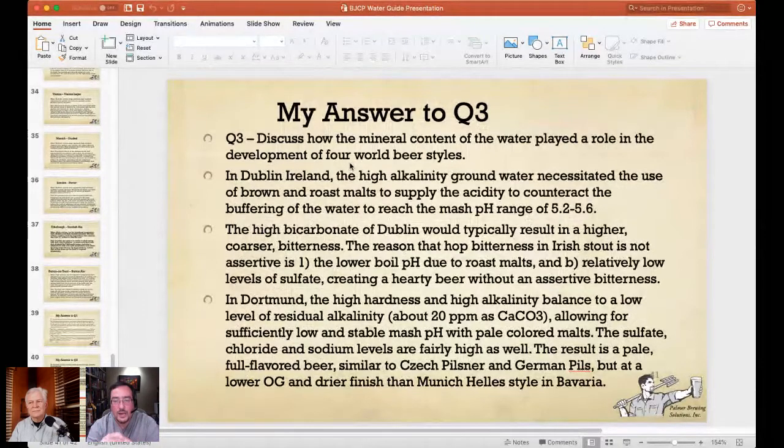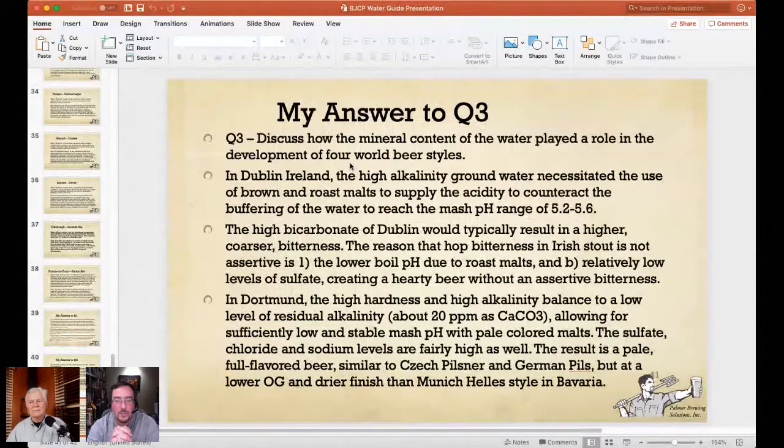In Dublin, the high alkalinity groundwater necessitated the use of brown and roast malts to supply the acidity to counteract the buffering of the water to reach the mash pH of 5.2 to 5.6. The high bicarbonate of Dublin would typically result in a higher, coarser bitterness.